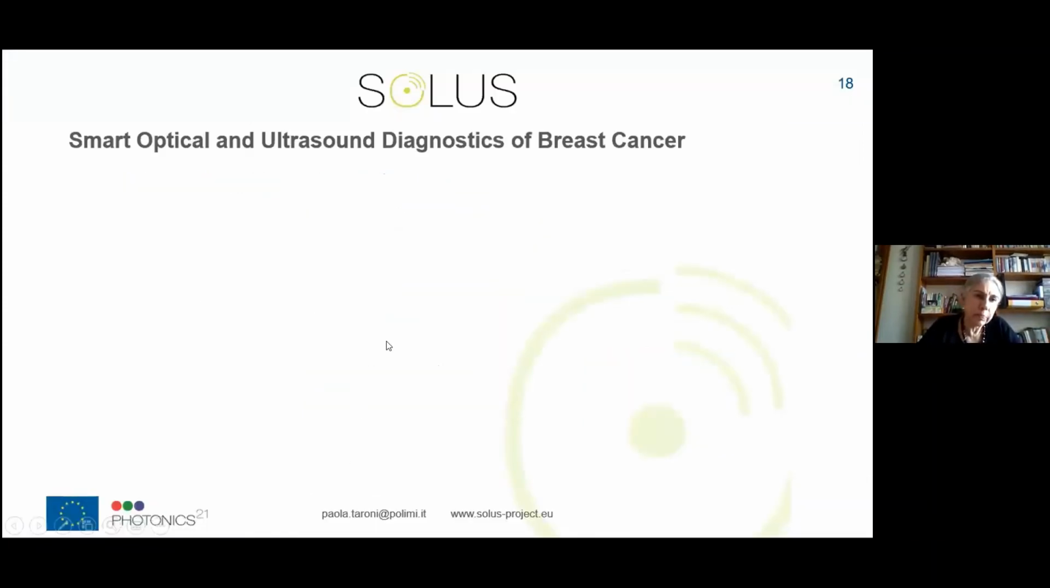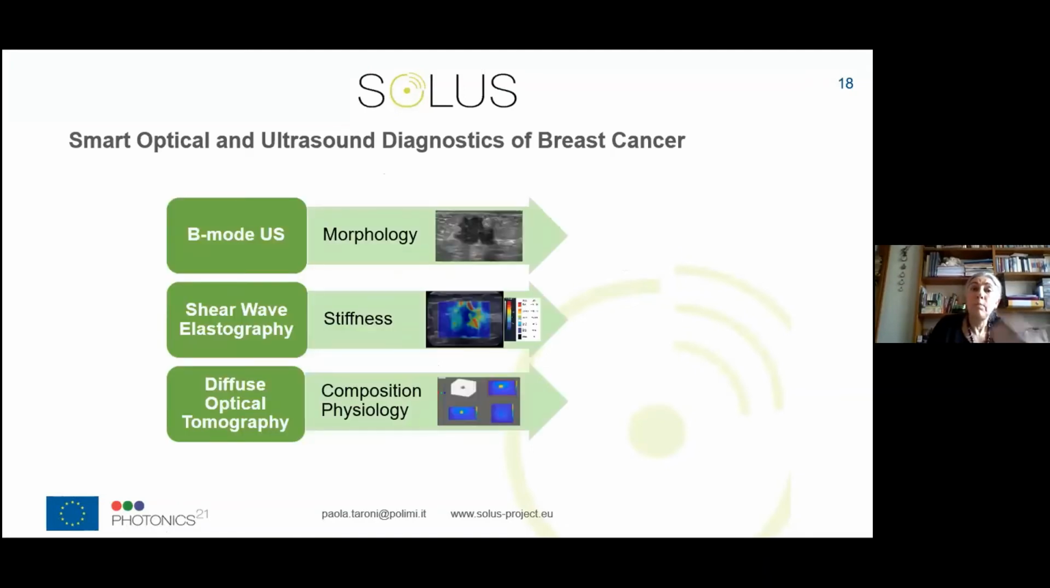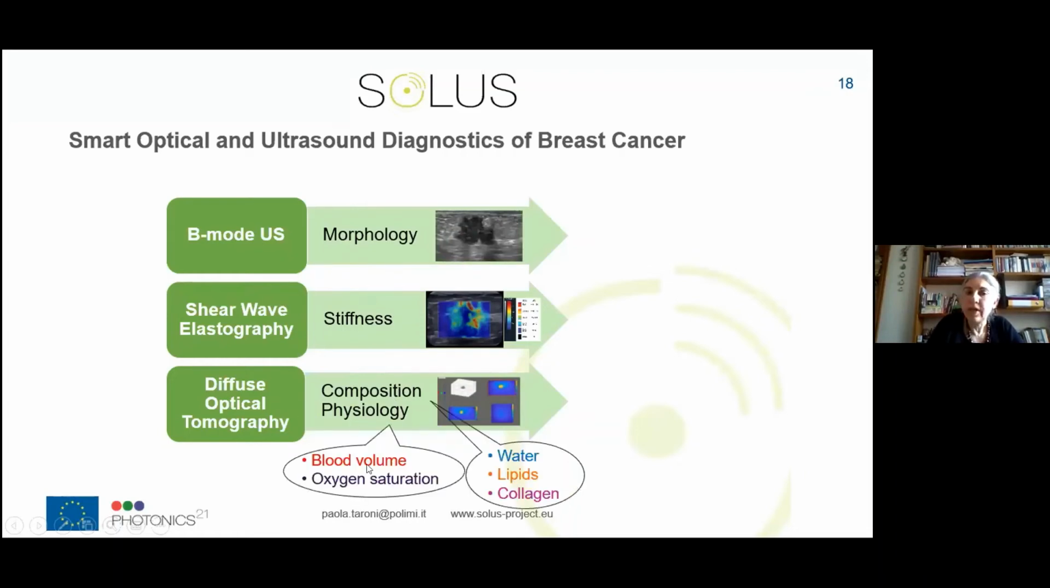This is an H2020 project that aimed at improving non-invasively the specificity of breast cancer diagnosis with a multimodal approach. We combine B-mode ultrasound scanning, conventional ultrasound imaging used in the clinic for morphologic information, shear wave elastography to measure stiffness, and diffuse optical tomography to measure tissue composition, water, lipid, and collagen, and physiologic information on blood parameters. And we used the morphologic information provided by the ultrasound to guide diffuse optical tomographic reconstruction to improve the quantification of tissue composition in the lesion.